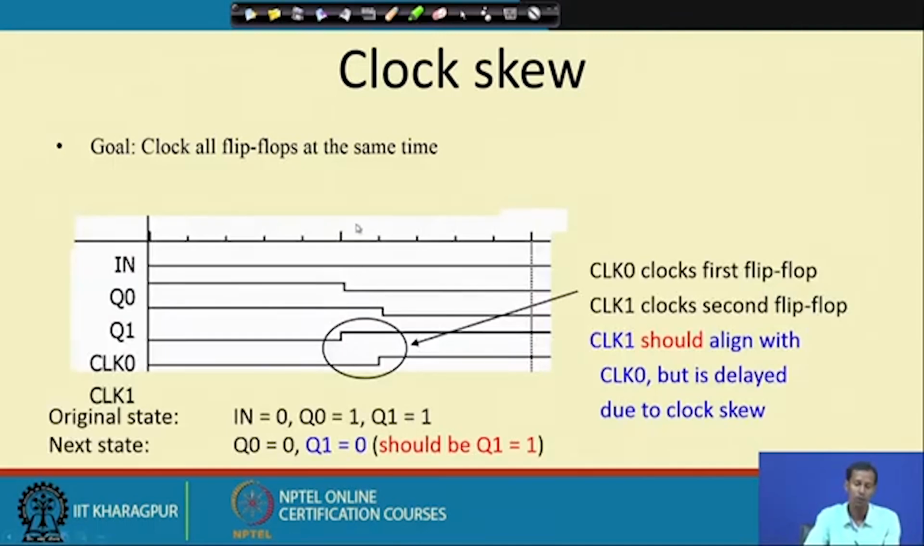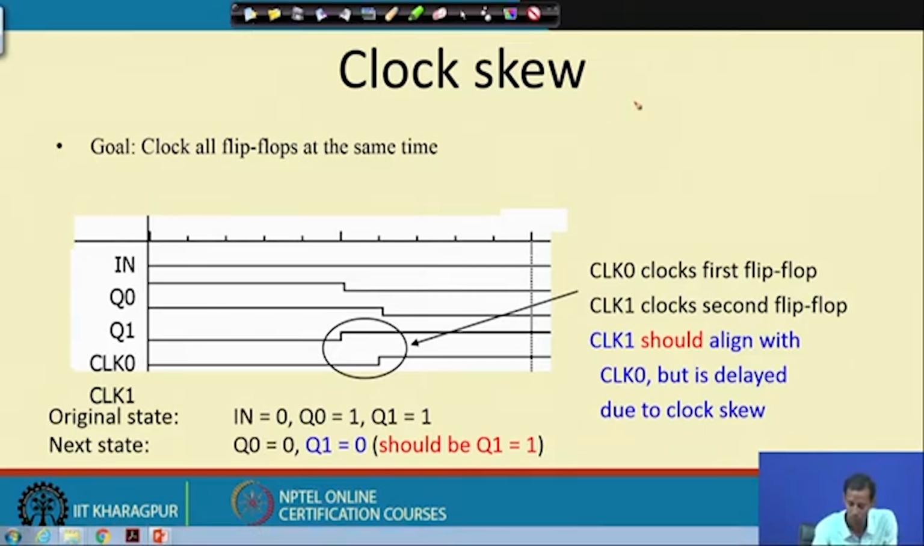So, then what is clock skew? As I said, clock skew arises whenever I am connecting different flip flops. At that time it is not that the clock edge occurs at the same time at every flip flop. Why does it not occur at the same time? Because of the propagation delay associated with the clock path to that particular element.